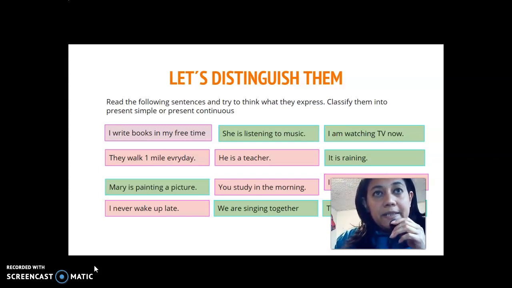Remember that present simple expresses habits, facts, routines, personal information, and present continuous expresses actions that are happening at the moment of speaking. So now, right now, in this moment. So how can you distinguish those sentences? Which ones are the present simple ones and which ones are the present continuous ones? Observe them carefully. Try to find similarities or differences among them before we solve the exercise.